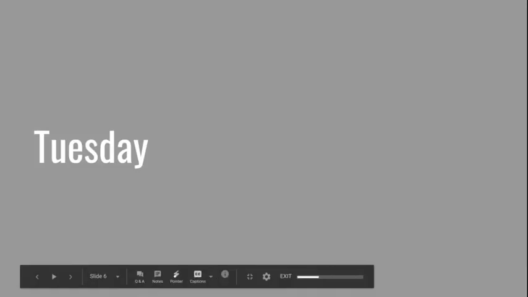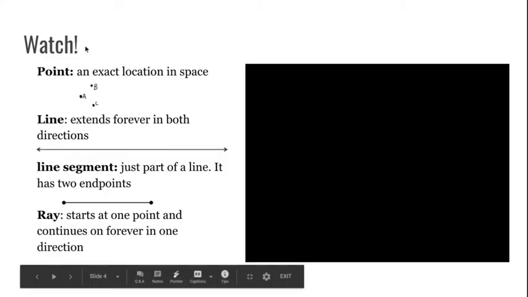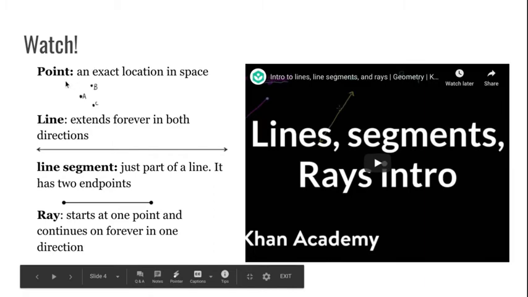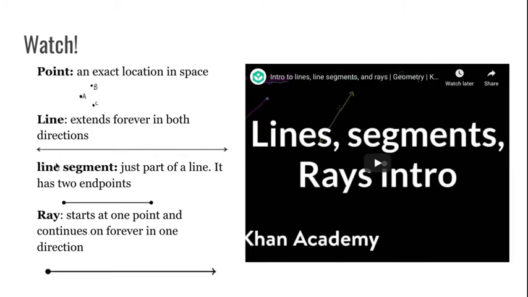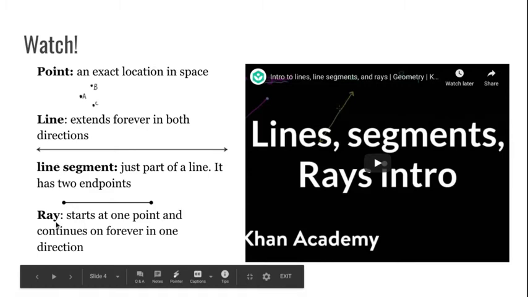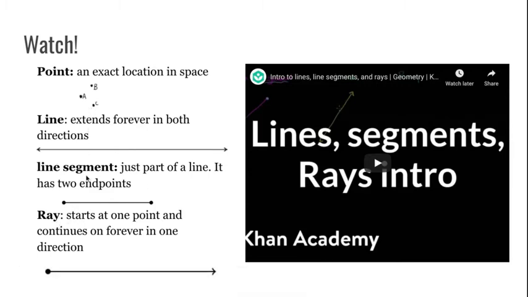Hey guys, it's Tuesday and we're still talking about lines and the different kinds of lines that we see. Let's just do a little recap of yesterday. We talked about some key vocabulary: points, lines, a line segment, and a ray. If you forget what any of these are, you're more than welcome to take a look back at these slides, take a look at the teaching videos, and of course, you can listen to me go over these in a little bit more detail.